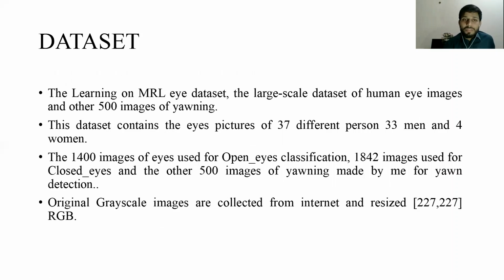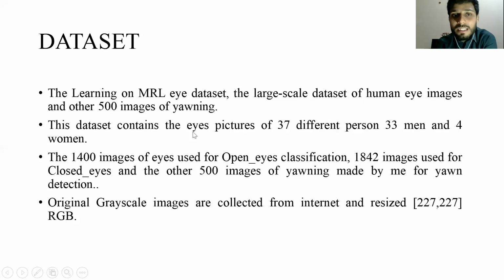So which type of dataset have I used to train my network? Here I have used the MRL eye dataset, which I have downloaded from the internet. It has human eye images and another 500 images of yawning. These 500 images I generated myself as my own dataset for yawning, closed eyes, and open eyes in bad light conditions or good light conditions.